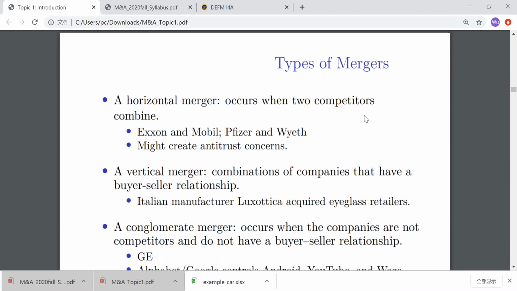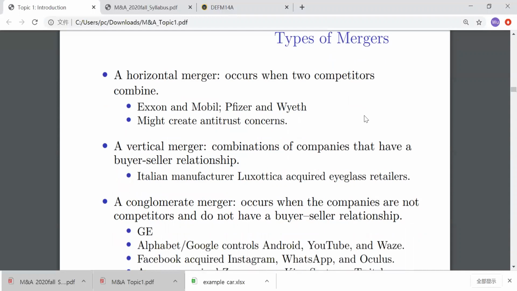And also the merger acquisition between Pfizer and Wells, right? They are all pharmaceutical companies. And typically, horizontal mergers usually create antitrust concerns, meaning that regulatory authorities might be worried that the combination of two competitors might increase the industry competition or make the industry very concentrated, right?